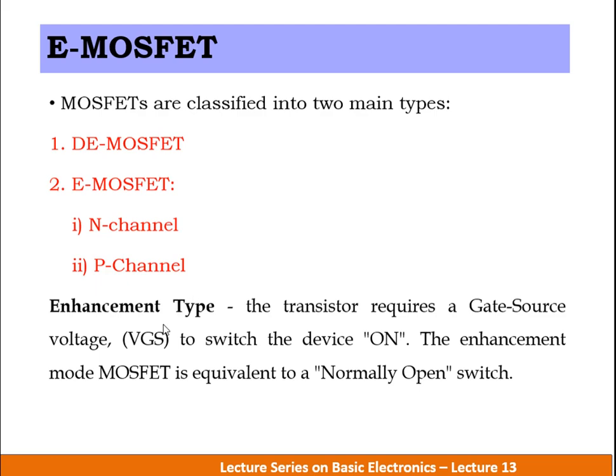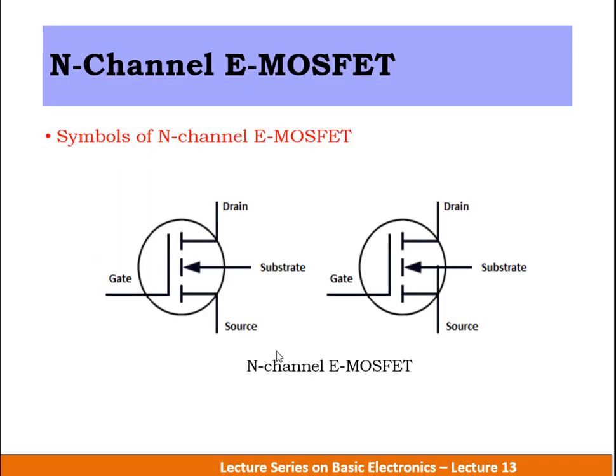Here the enhancement type MOSFET is normally called a normally off MOSFET, or it is equivalent to a normally open switch. In order to turn on this device, we require a gate source voltage, that is VGS. So this is an enhancement type MOSFET.